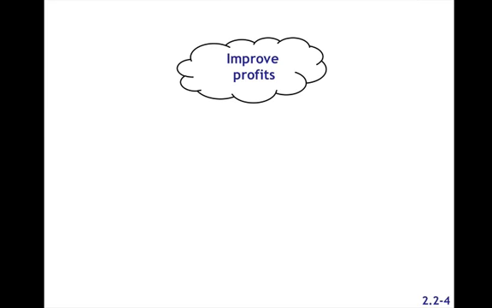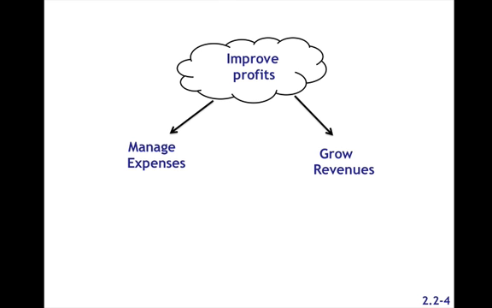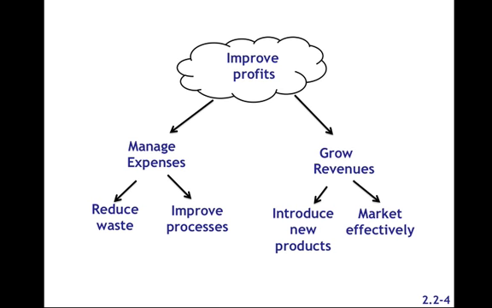Let's say your objective is to improve profits. How might you do it? Well, it begins with managing expenses as well as growing revenues. And if we do those two things, we'll improve profits. How do you manage expenses? Well, perhaps you might need to reduce waste and improve your processes. So that's the top-down derivation. Now we can test it bottom-up by asking, if we reduce waste and improve processes, do we manage expenses?